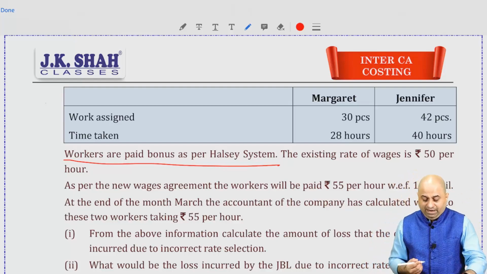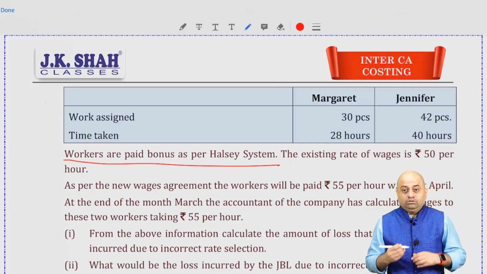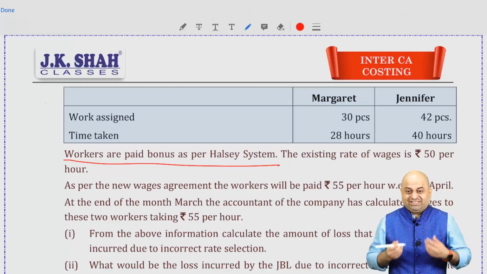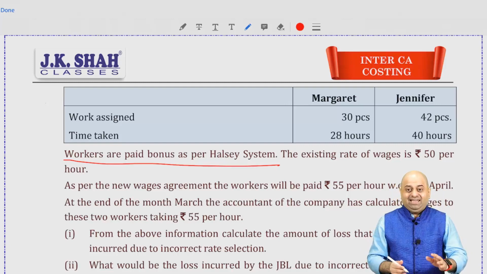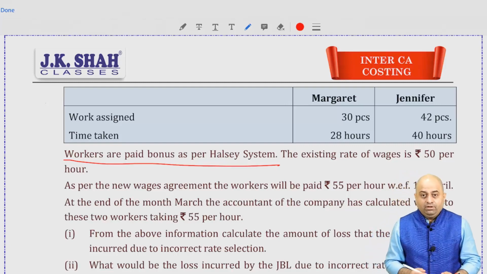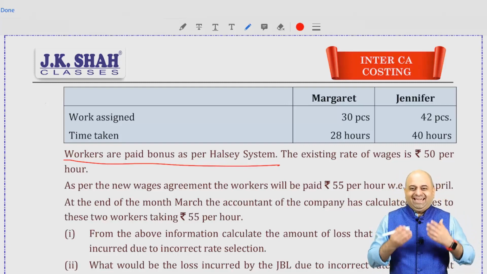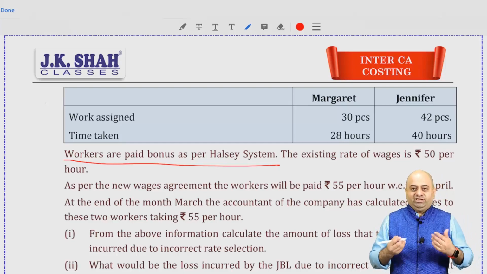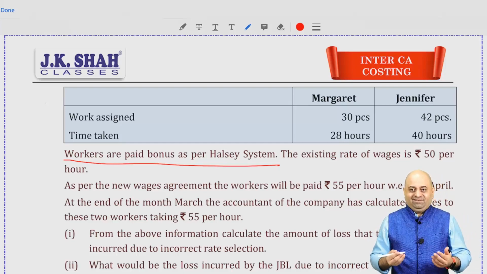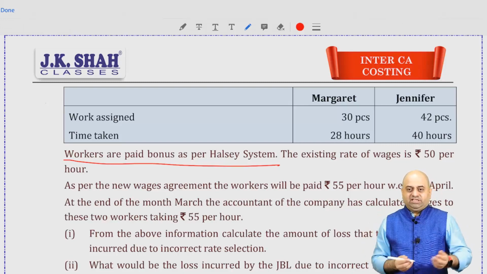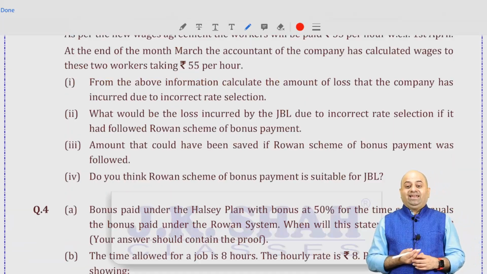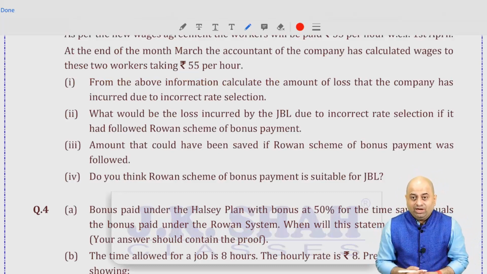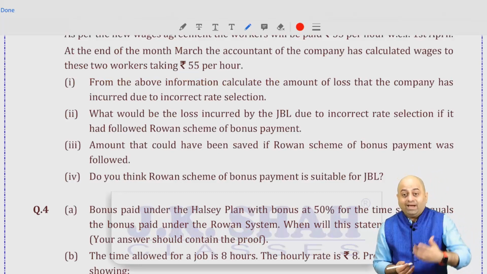And the first required part tells us that we need to find out the loss incurred. Because the accountant had paid presently as per incorrect rate of 55. So naturally presently it is HEL-C. So we will calculate correct and incorrect wages under HEL-C. Second required part spoke about correct and incorrect wages under RO1. How much loss you will suffer. So we will follow RO1.